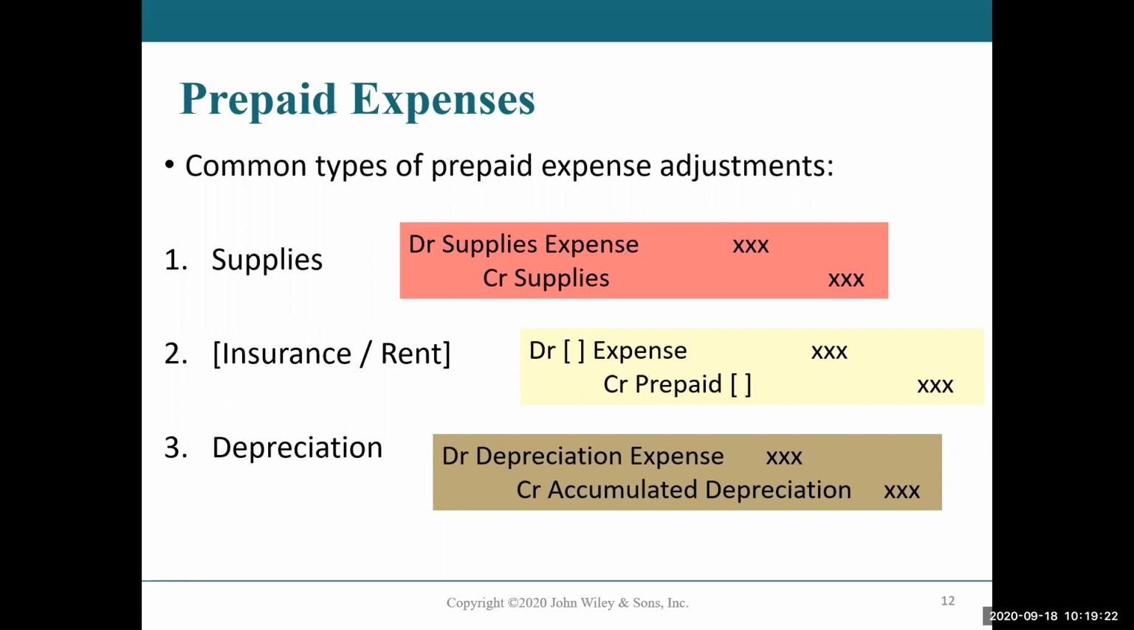So your supplies expense account will go to your statement of income. Your supplies asset account will go onto your balance sheet. The other example is your insurance or your rent that is being debited and we are crediting some sort of a prepaid account. The expense account will go to the statement of income. The prepaid account will go to the balance sheet. Same thing with your depreciation expense journal entry.